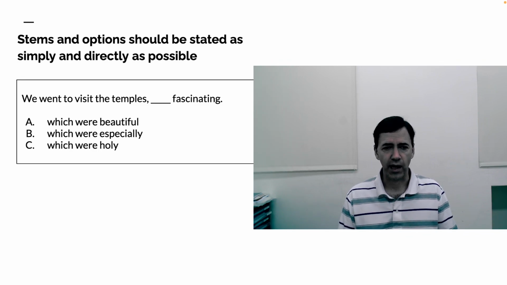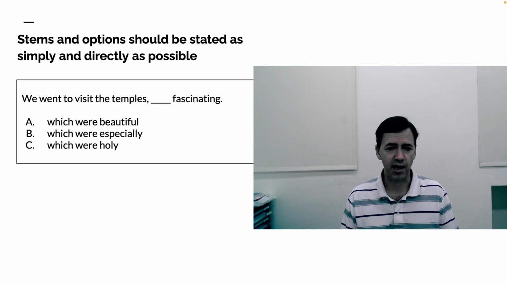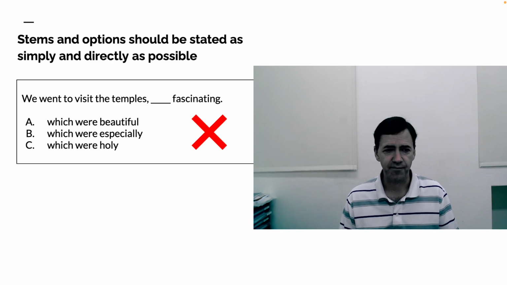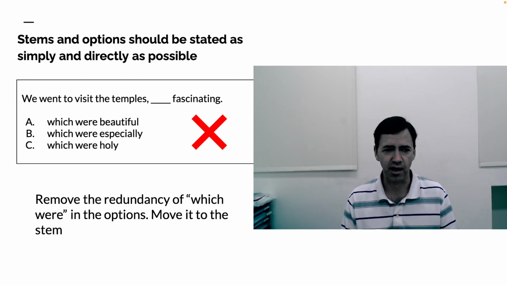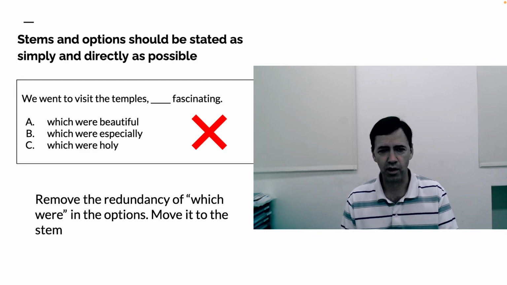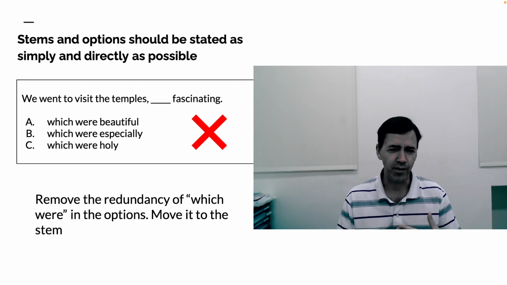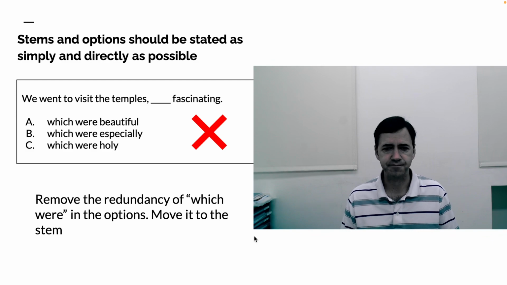Okay, so actually the answer is no. It's not okay this time. And the problem is not with the stem. The stem is fine. It's the options, okay? You don't need to have "which were." It's redundant because we're not testing "which were." So put that into the stem and just have the three different options in there. So the stem should say, "We went to visit the temples, comma, which were blank." And then option A, beautiful. Option B, especially. Option C, wholly. Don't make it more redundant than necessary.